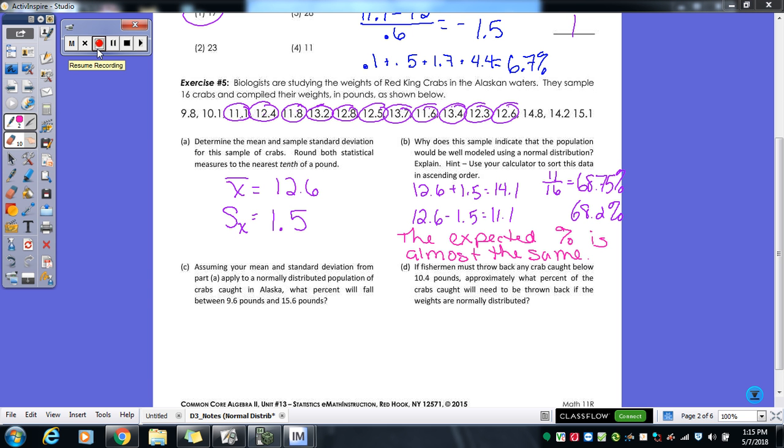Assuming your mean and standard deviation from part A apply to a normally distributed population of crabs caught in Alaska, what percent will fall between 9.6 pounds and 15.6 pounds? First thing we have to figure out is where these would fall on our bell curve. Like we were doing above, take 9.6, subtract your mean, divide by your standard deviation. Let's figure out where that's going to fall on our bell curve. Since it's less than the mean, I know it's going to be negative.